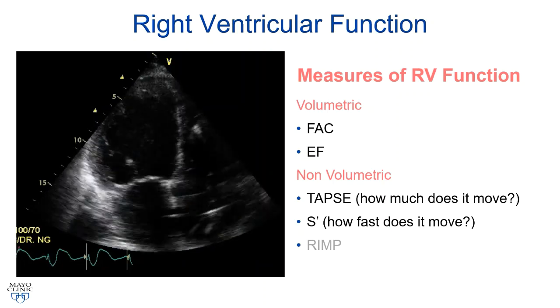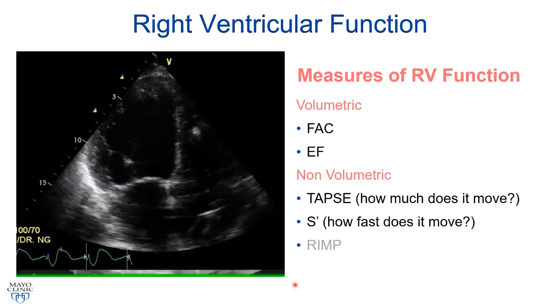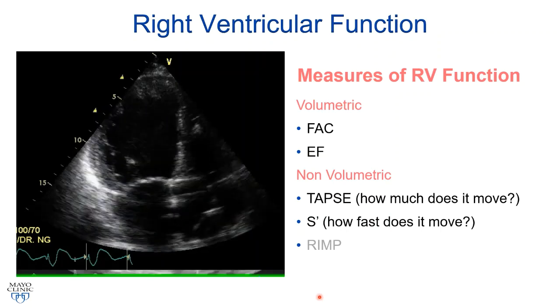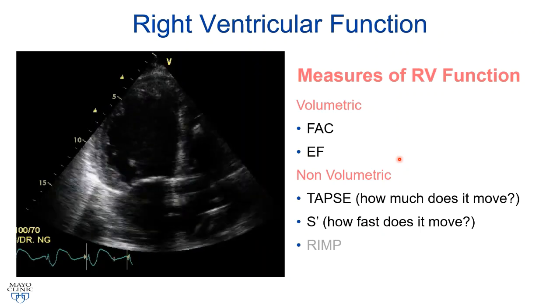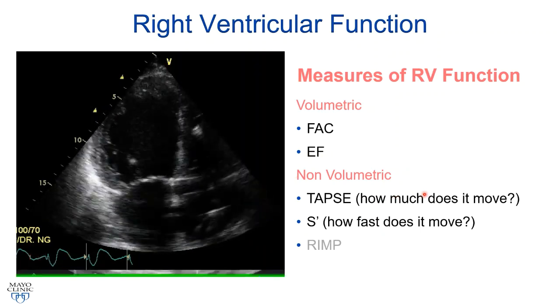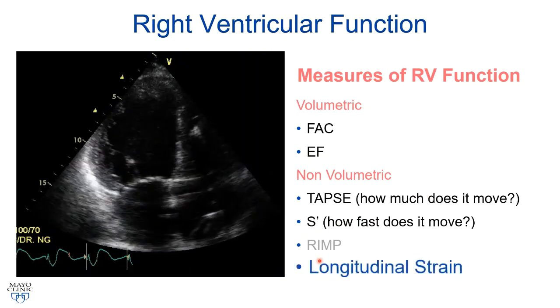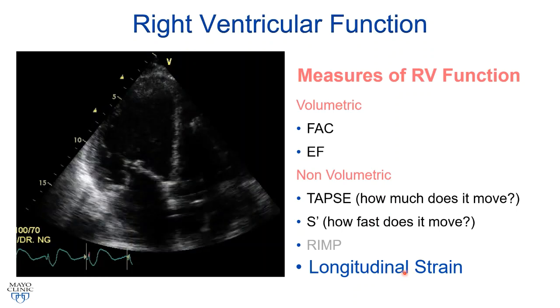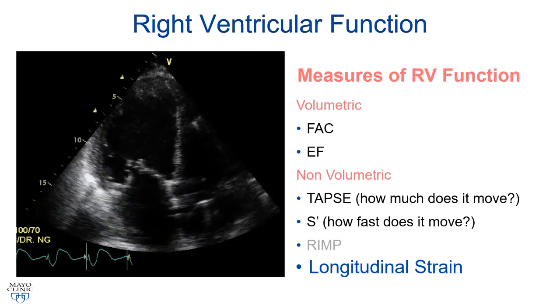What about measures of right ventricular function? Here we see the right ventricle and right atrium, and when we begin to evaluate its function, there are various volumetric parameters, fractional area change, ejection fraction. There are non-volumetric parameters such as TAPSE, the S prime velocity, possibly the index of myocardial performance. But how may we potentially use longitudinal strain to help give us insights into right ventricular function?